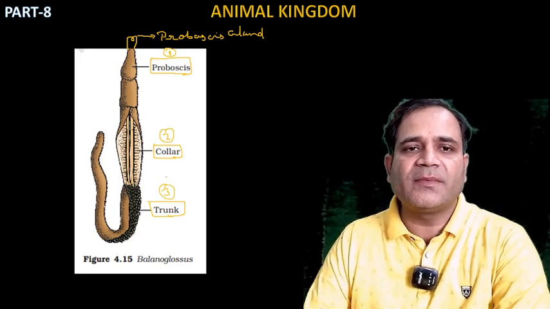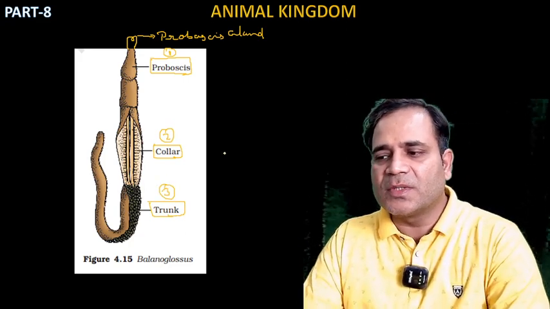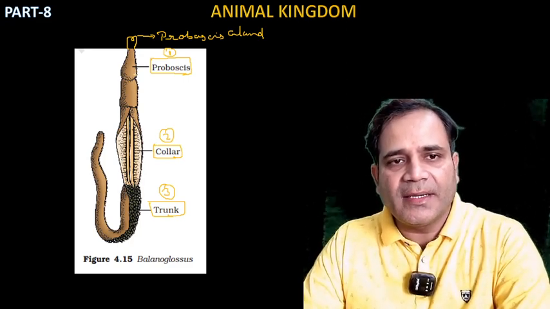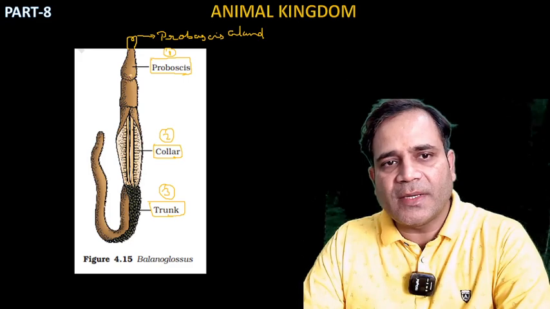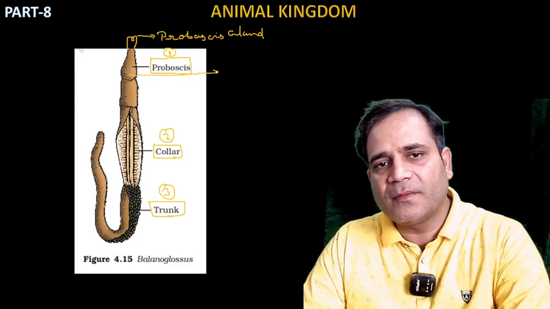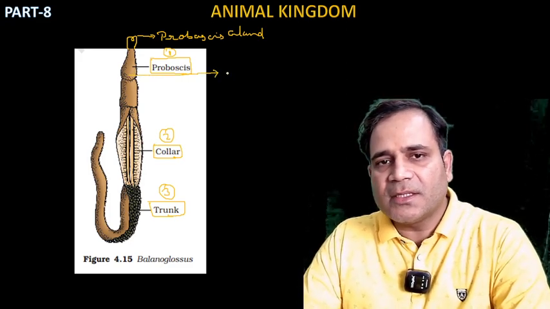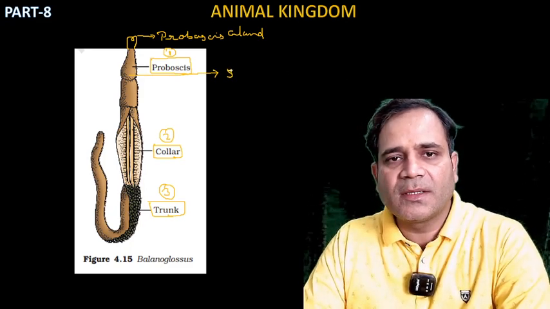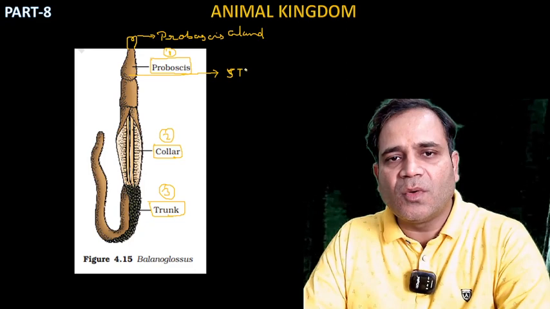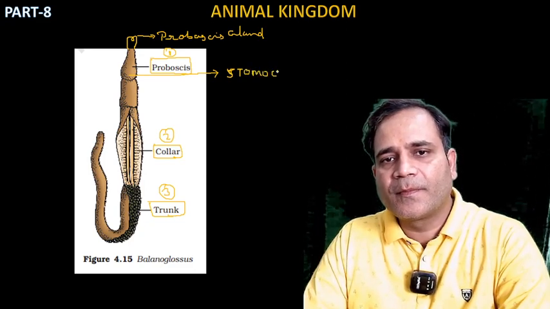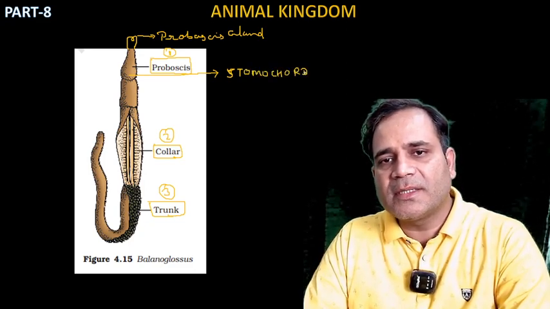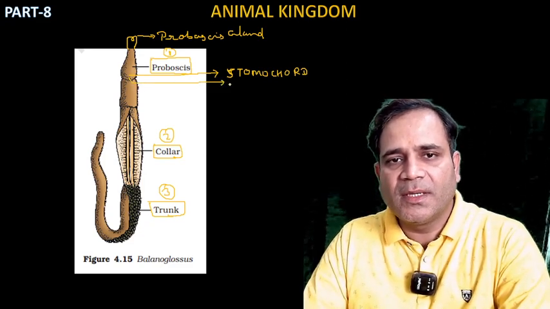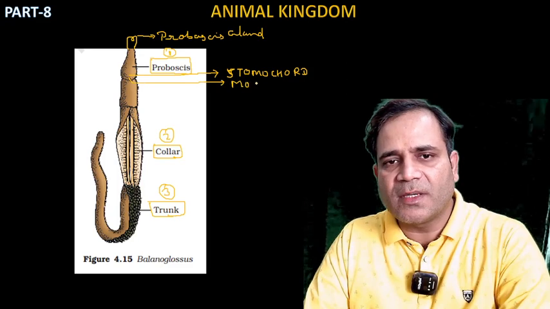So see, this one is the proboscis, and this proboscis contains a cord, that is the stomochord. What am I writing here? That is stomochord. Stomochord is here. And then also the mouth. Just beside the stomochord, there is the mouth.